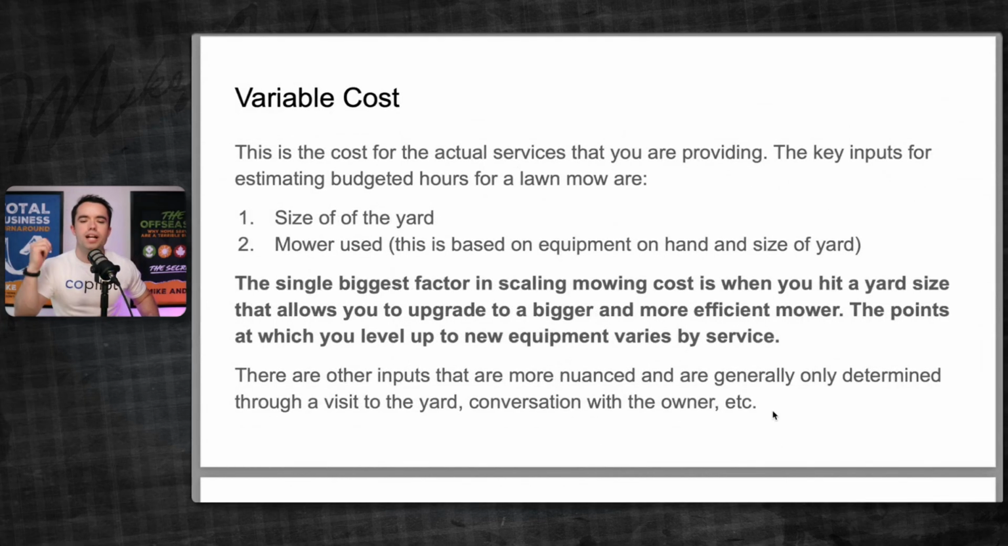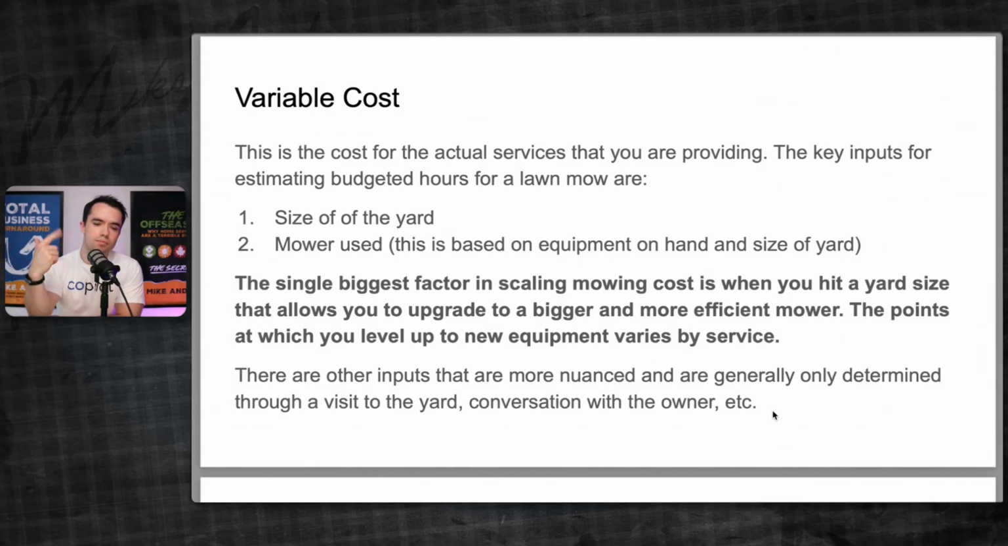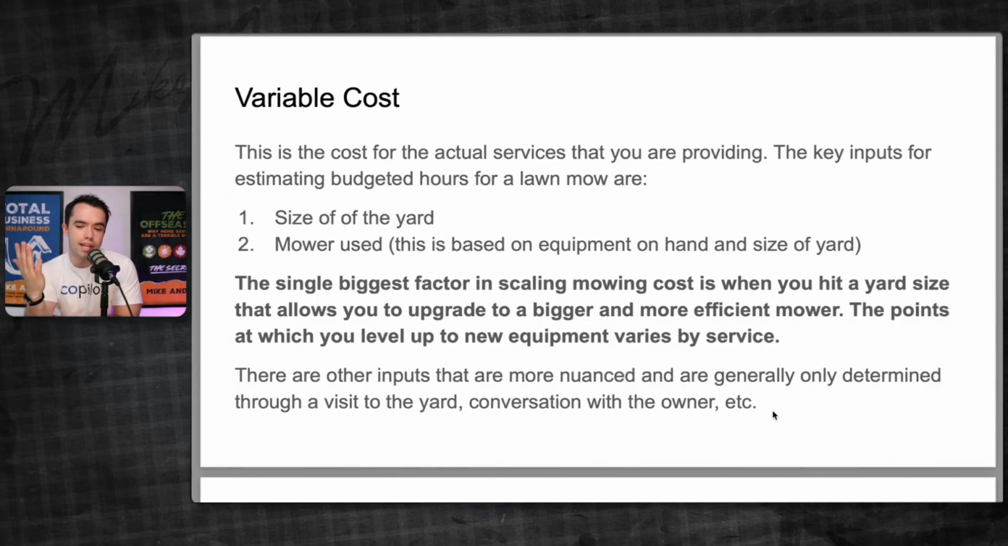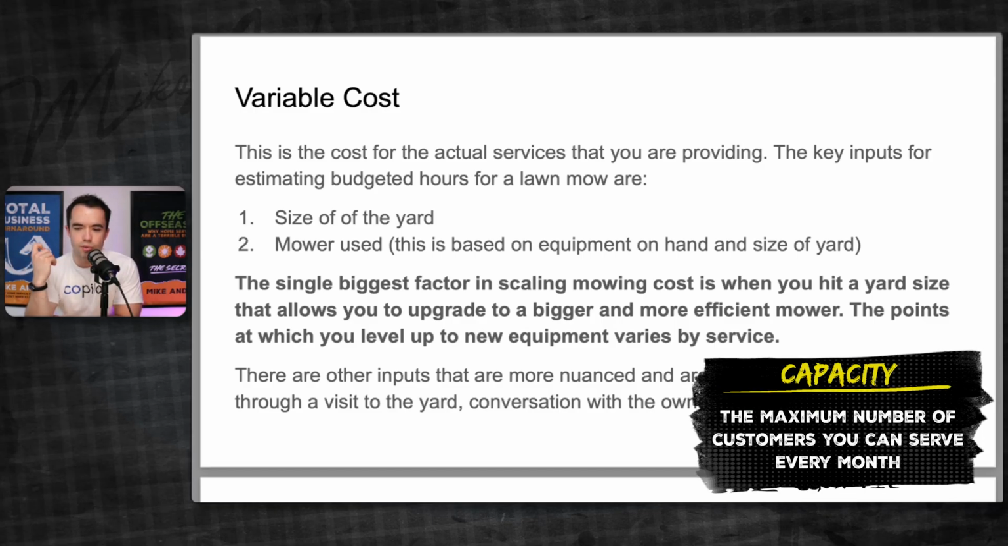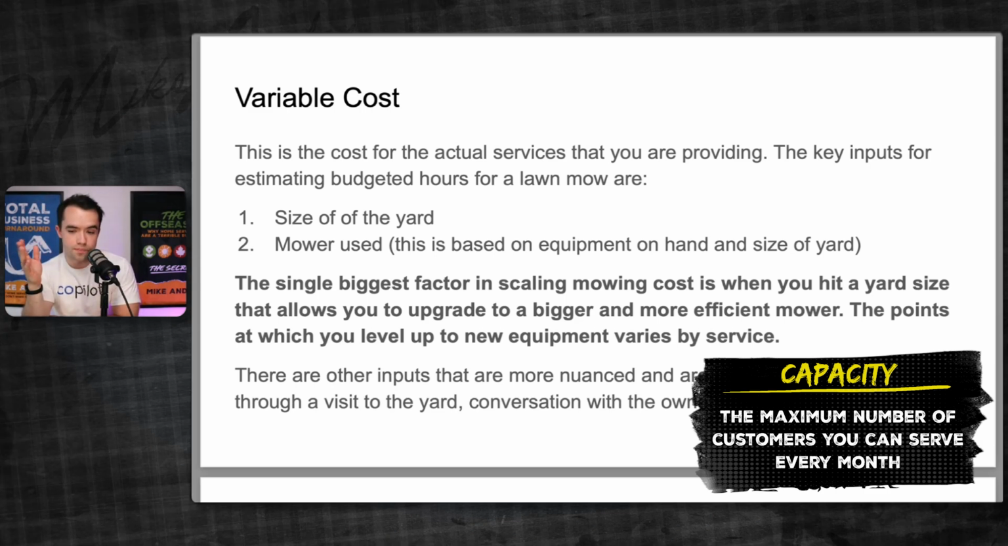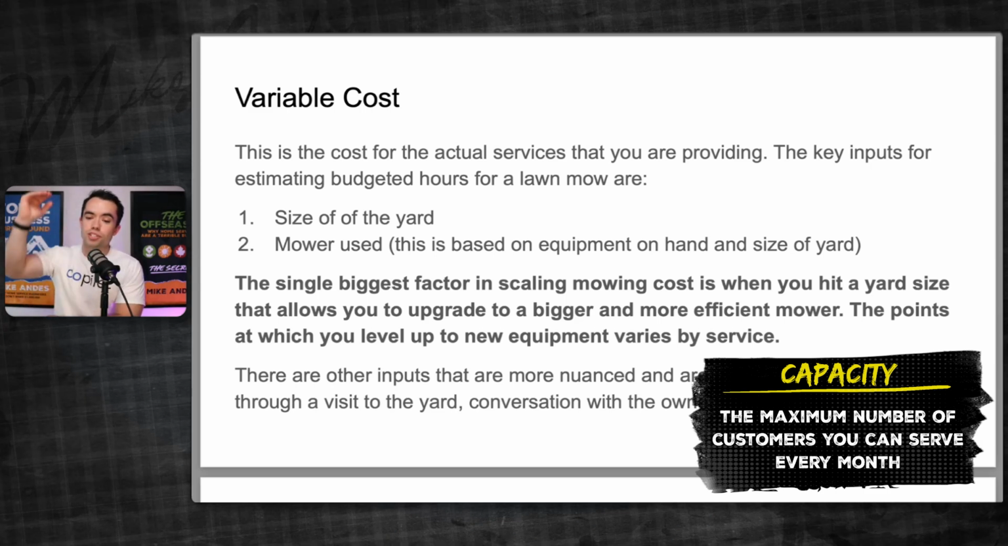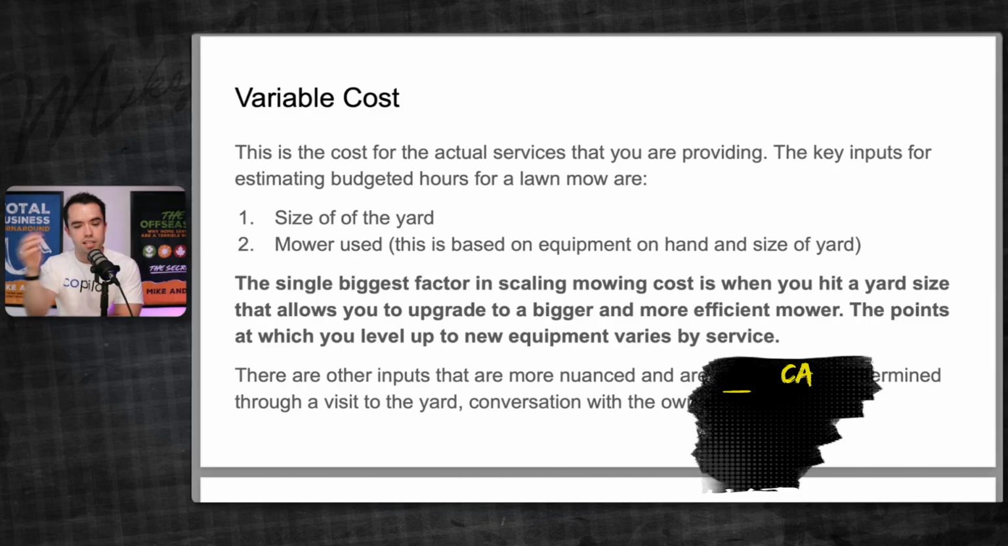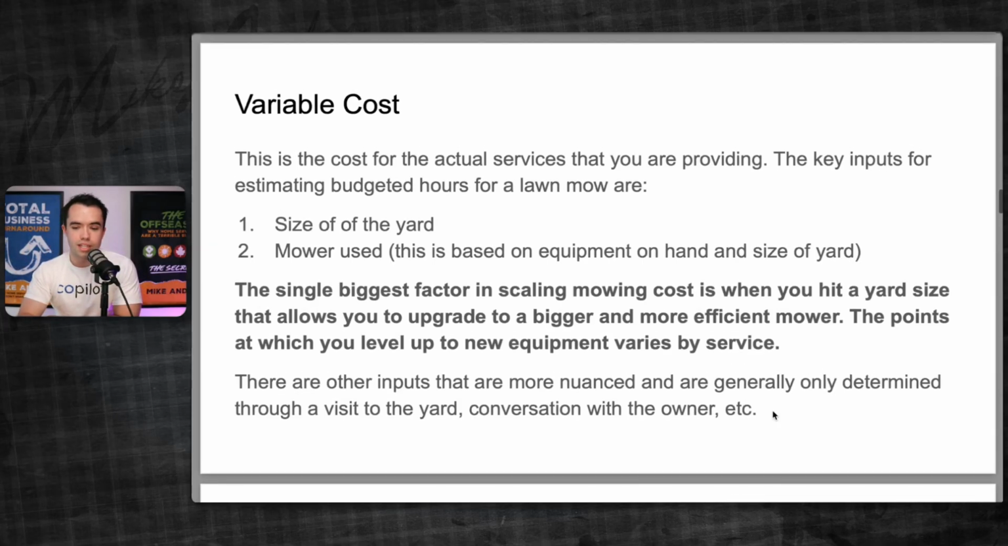The key inputs for estimating budget hours for a lawn, for example lawn mowing, are the size of the yard and the mower used. This is based on equipment on hand and the size of the yard. The single biggest factor in scaling mowing costs is when you hit a yard size that allows you to upgrade to a bigger and more efficient mower. The points at which you level up to new equipment varies by service. There are other inputs that are more nuanced and are generally only determined through a visit to the yard, conversation with the owner, etc.